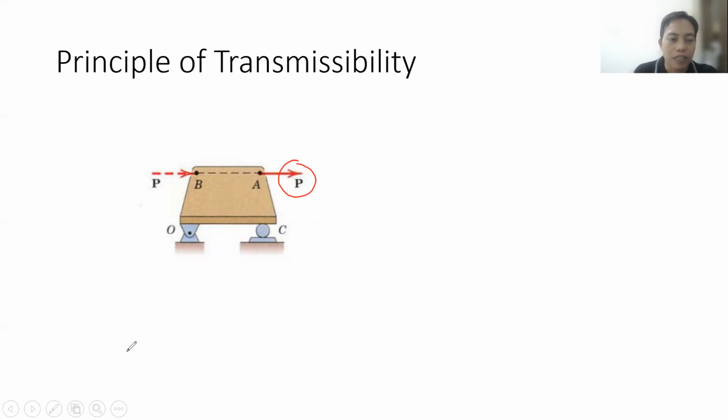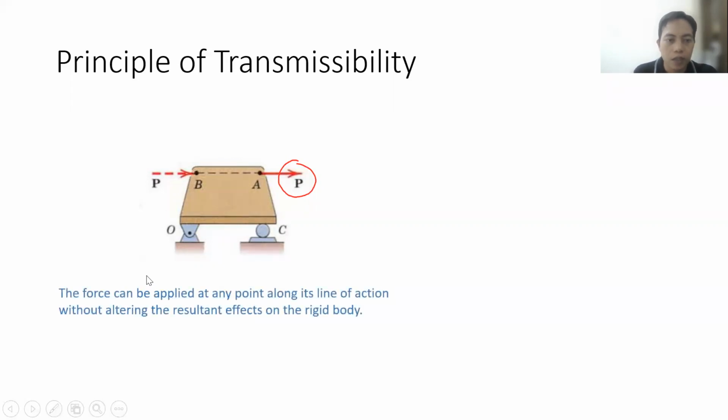Then, what does this mean? The principle of transmissibility allows us to reposition or move the force P. Initially, the point of application is at A. But then, using the principle of transmissibility, we can move this force along the line of action. So for example, here we move it to point B. So B is the new point of application of the force P.